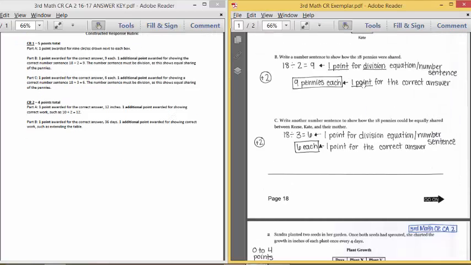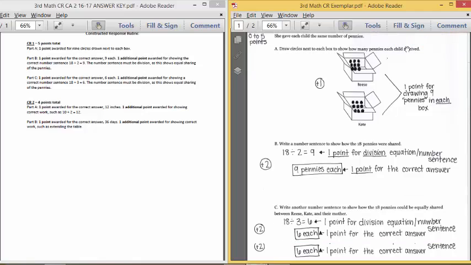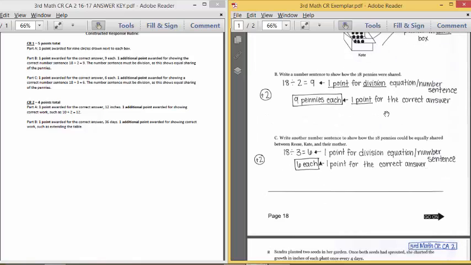If we scroll down to Part B, on the constructed response rubric, you'll see that for Part B, scholars are awarded 1 point for the correct answer and 1 additional point for showing a number sentence. It does ask them to write a number sentence to show how they were shared. So they should be writing a division equation, since the question above here does show that they are getting the pennies divided equally among the 2 of them. It should not be a multiplication sentence. So they get 1 point for the division equation and then 1 point for the correct answer, which is 4 each.